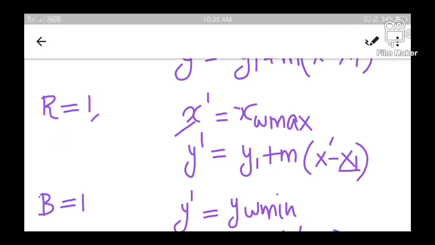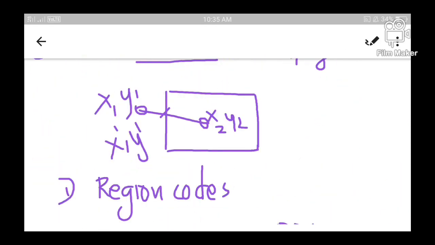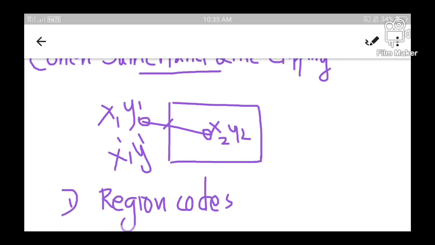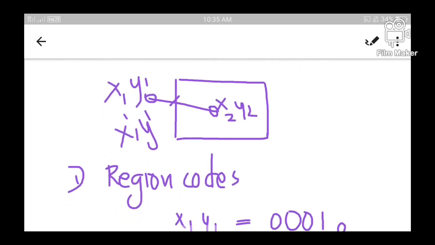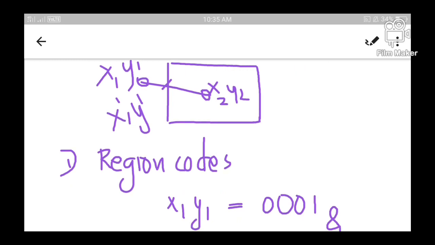So in this way, depending upon whichever bit is set to 1, the corresponding set of equations will be applied to get an intersection point. Hope you got the concept of the Cohen Sutherland line clipping algorithm, in which you can easily clip a line and find the intersection point. Hope the concepts explained over here are clear to you.